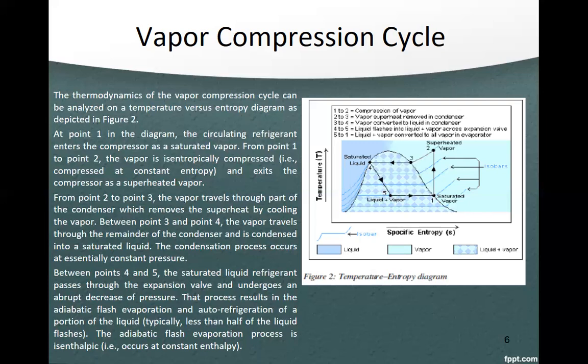From point 2 to point 3, the vapor travels through part of the condenser which removes superheat by cooling the vapor. So this is constant pressure. Yan. So sa temperature, diretso yan, the line. Pagdating dito, parehas yung constant pressure at temperature. Okay? So walang tatabingi. Kung matabingi kasi, makikita mo naman yung mga nakasulat.